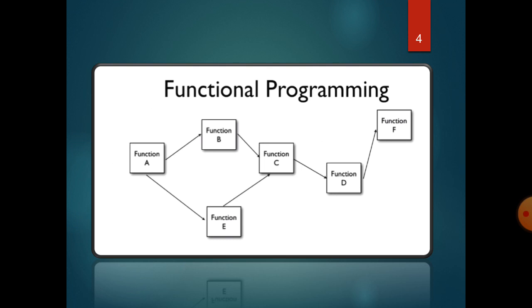So we can say that there are a number of functions that are interdependent and call each other to perform a specific task. Here you can see that function A is dependent on functions B and E, and function C is dependent on two other functions. All of these functions are interdependent, and they call each other to perform a specific task. Functional programming is not a new programming technique, it's an old, traditional approach towards programming languages.